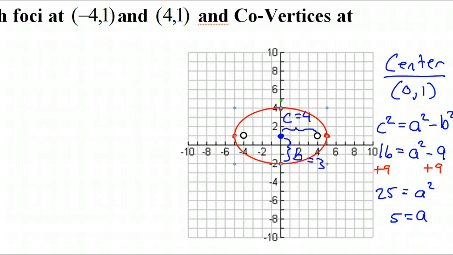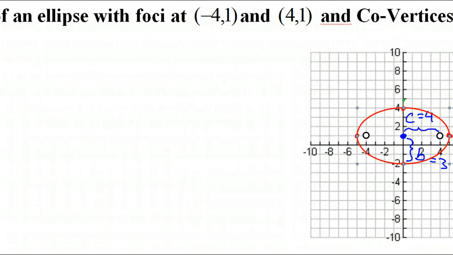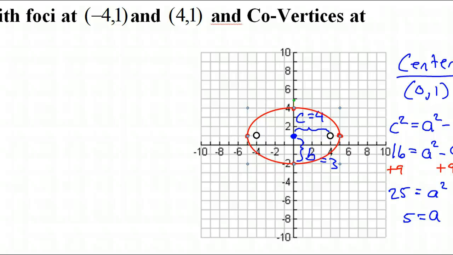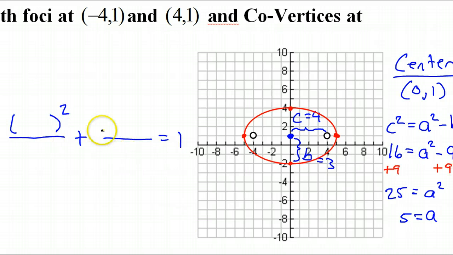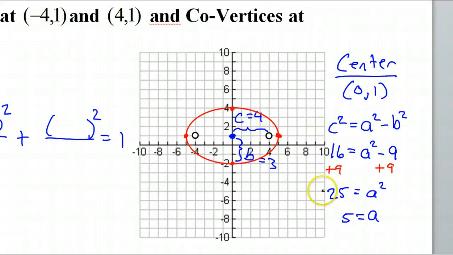Okay, so there's my ellipse. Now, the equation of an ellipse works like this, my friends. It's positive, always equal to 1. Now, x always comes first when we do an ellipse, and then the y comes second. So, the center, though, this will be my x and this will be my y.